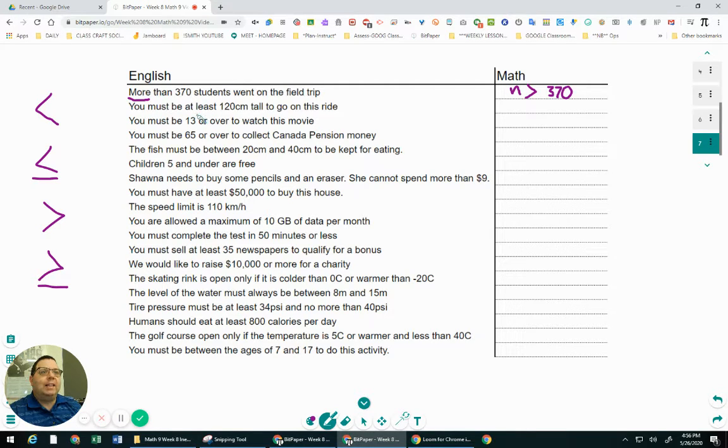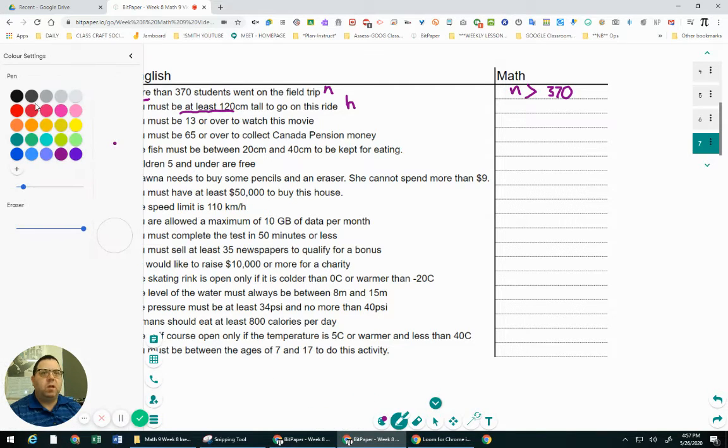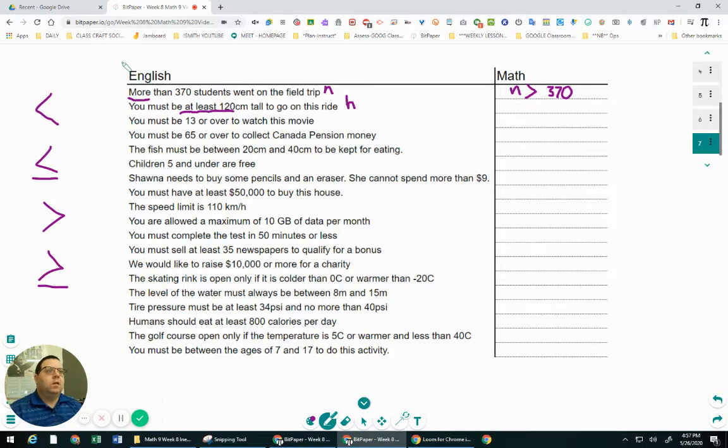Okay, you must be at least 120 centimeters tall. So I went with n here, but I'm going to go with H here, H for height. Sorry, that kind of looks like an N again. I'm going to just decrease my pen size here. Just bear with me a sec, guys. Okay, so H, there we go, that's a little bit better. I've got to be at least 120 centimeters.